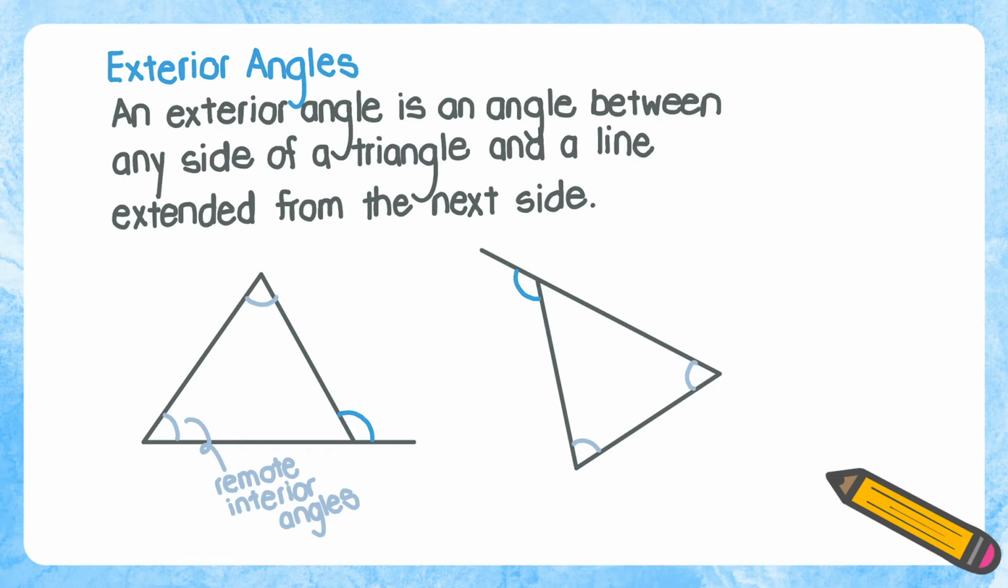A good way to remember the idea about remote interior angles is to think about the word remote. To be remote means to be distant, like how we are in remote learning right now. So whenever you hear remote interior angles, think about the interior angles that are far away. So it's important to be able to identify the exterior angle as well as its remote interior angles.